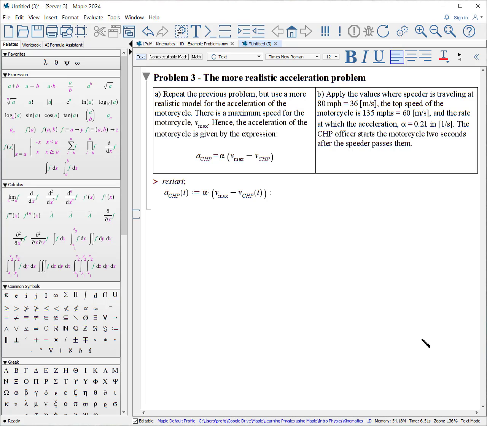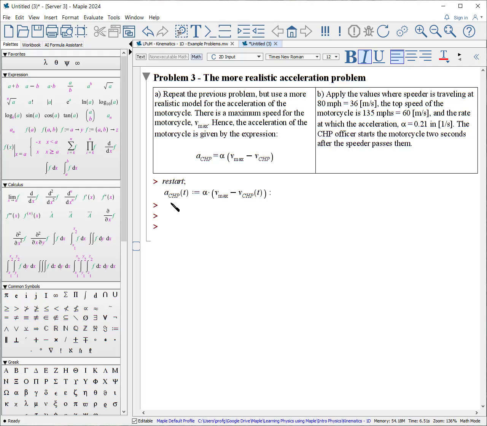There is a maximum speed at which the motorcycle can travel, and therefore the acceleration diminishes as the motorcycle gets faster and faster. Let's use this fact to determine what is the time it takes to catch the speeding motorist and the position. So we write out our expression.